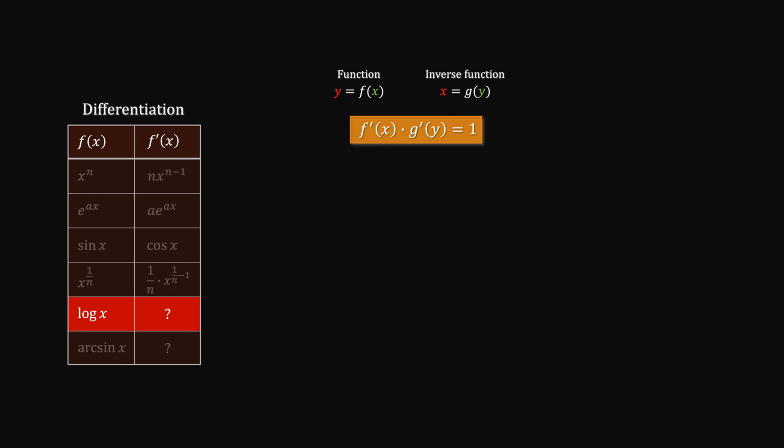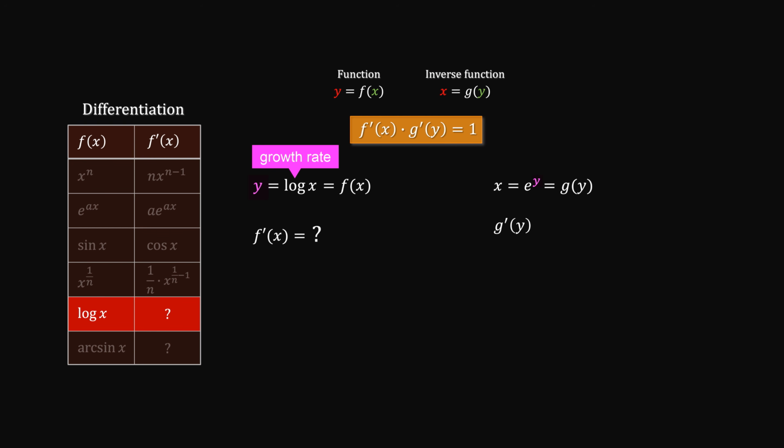In this lecture, we will use the inverse rule to differentiate the log function. Let's call it f of x. To get its derivative, think of the inverse. Log gives us the growth rate. So, y is the growth rate. If we use it on top of e, it gives us the growth result, x. Call it function g of y. Its derivative is itself. Using the inverse rule, f prime is the inverse of g prime, which is 1 over e to the power of y.